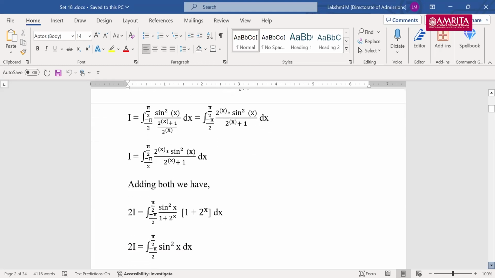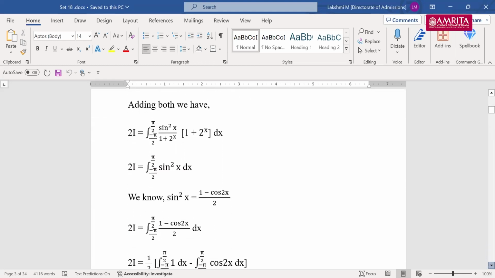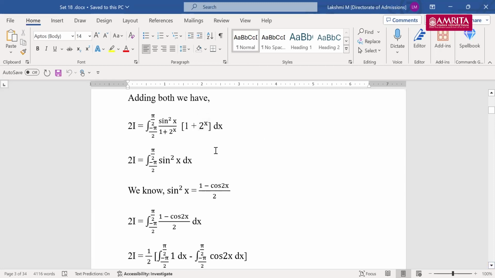2I is the integral of minus pi by 2 to pi by 2, sin square x by 1 plus 2 raised to x, into 1 plus 2 raised to x dx. This will cancel and it's sin square x. Integral of minus pi by 2 to pi by 2 sin square x dx. When someone sees this, you will be able to identify, yeah, this is something which teachers used to solve initially in the class, right?